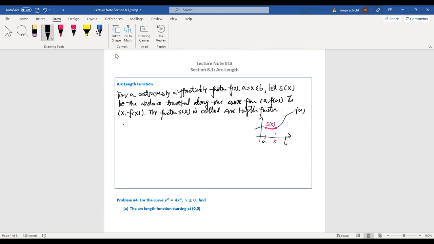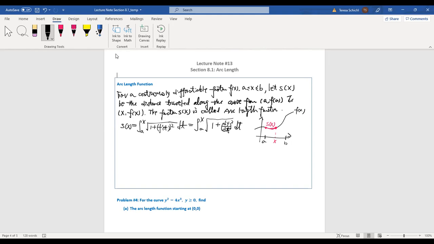Let's take a look. From the previous video, I know s of x from the arc length formula. We have the integral from a to x of the square root of 1 plus f prime of t squared, dt. You can also write this as the square root of 1 plus dy dt squared, dt.